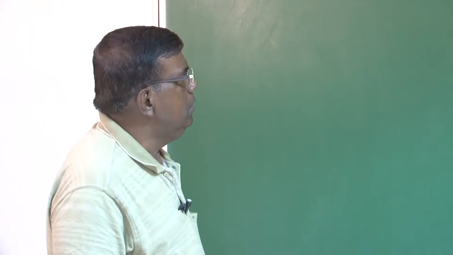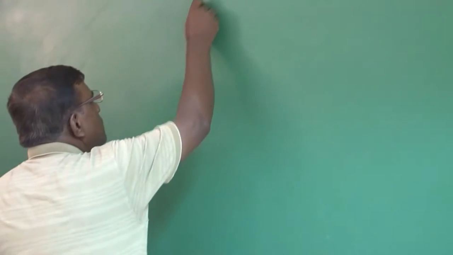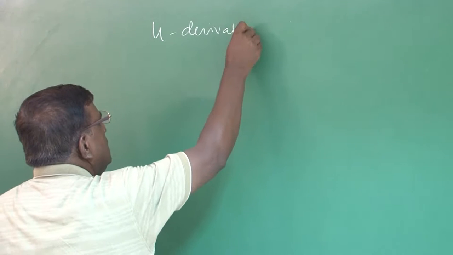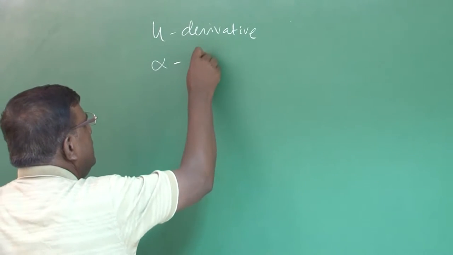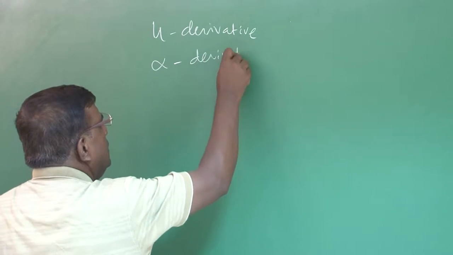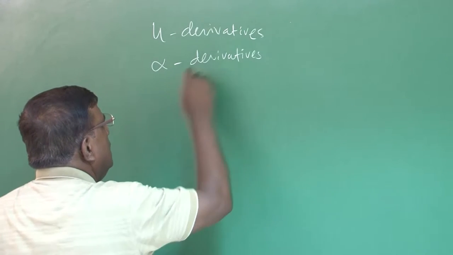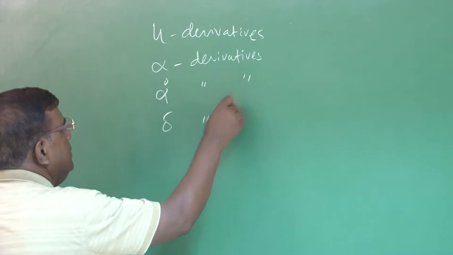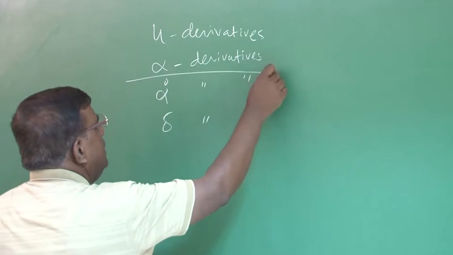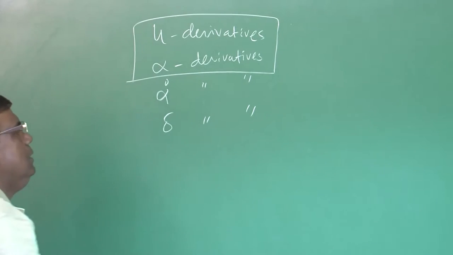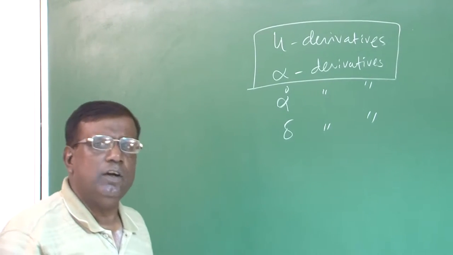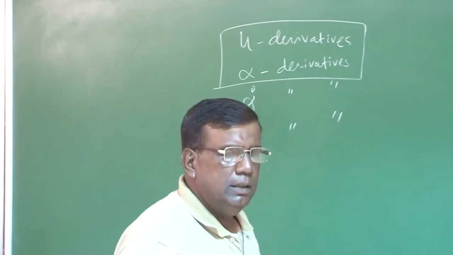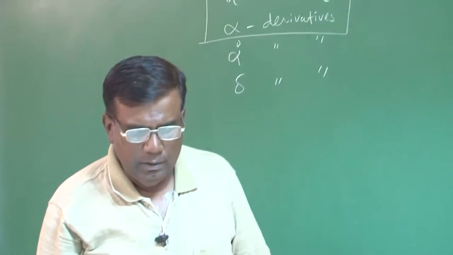So if you recall, we had u derivative, we have alpha derivative, and then alpha dot derivatives, then delta derivatives. We have completed up to this. Today we will be discussing about alpha dot derivative, right? What is this alpha dot and why it is important?